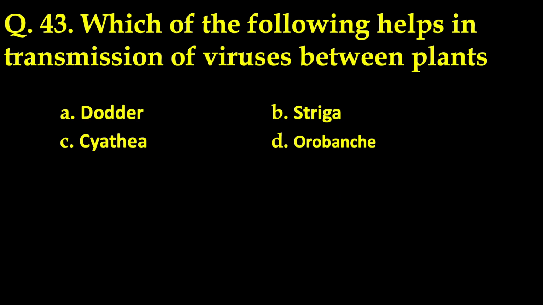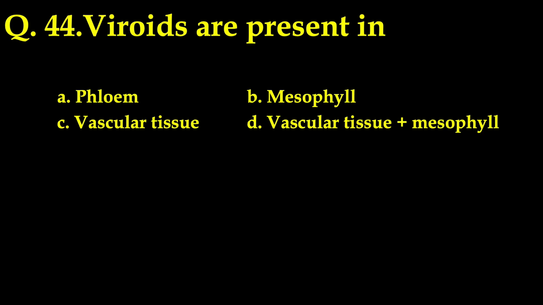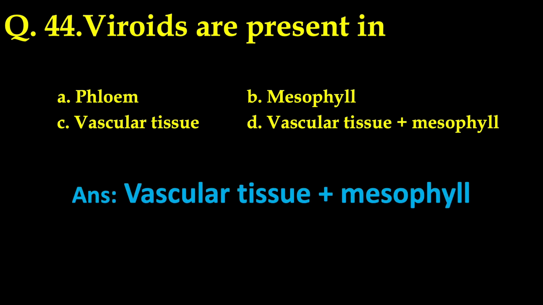Which of the following help in transmission of viruses between plant? The options were dodder, striga, cythia or fungi. The correct answer is dodder. Viroids are present in which of the following? There were 4 options: phloem, mesophyll, vascular tissues plus mesophyll. The correct answer is D, that is vascular tissue plus mesophyll.